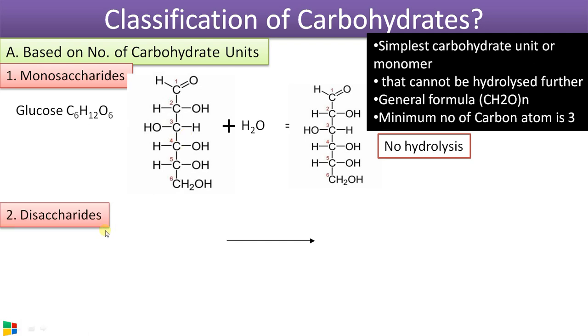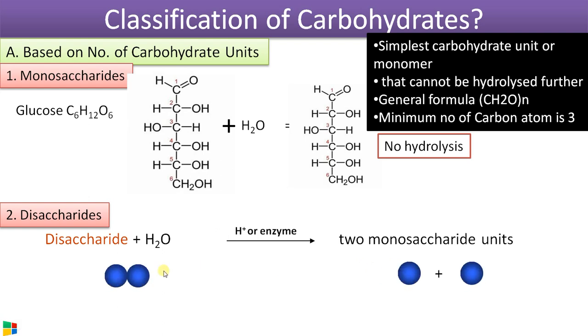The second type is the disaccharide. As the word indicates, di means 2, saccharide means sugar unit. So a disaccharide on hydrolysis will yield 2 monosaccharide units. It is formed by the bond called the glycosidic bond. We have given a short video on glycosidic bond. You can refer to that for more on glycosidic bond. So these are the 2 monosaccharide units.